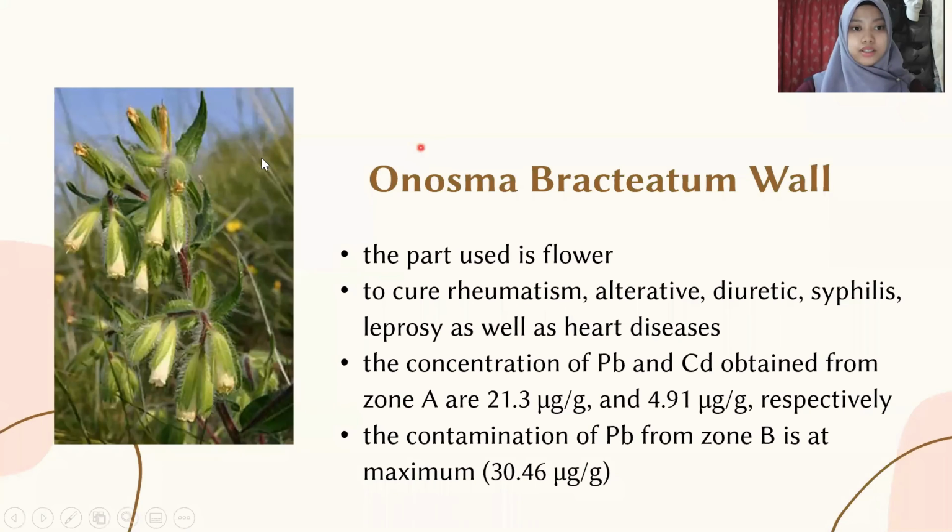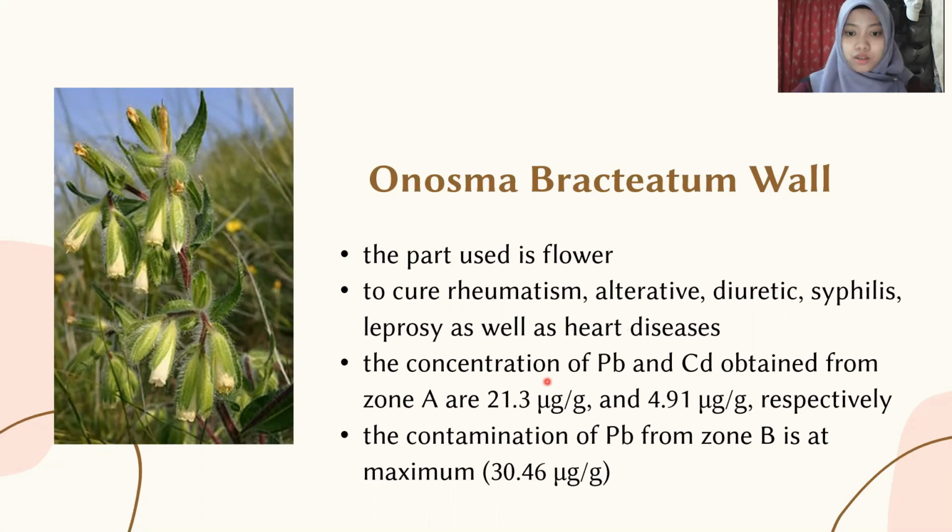Okay, meanwhile, the picture shown here is for the Inula? obertatum wall. The part used in this herbal drug is the flower. The flowering part is used to cure rheumatism, ulcerative conditions, as a diuretic, as well as for heart diseases. This herbal plant is contaminated with the toxic metals Pb and Cd, which cause it to be dangerous or harmful when consumed by humans.